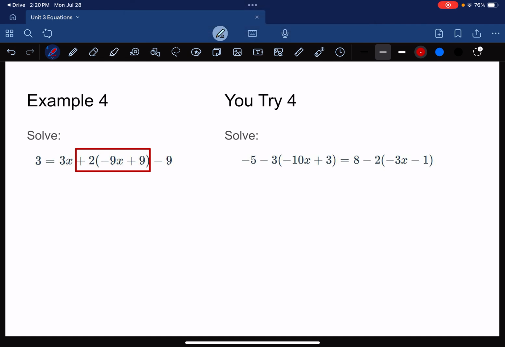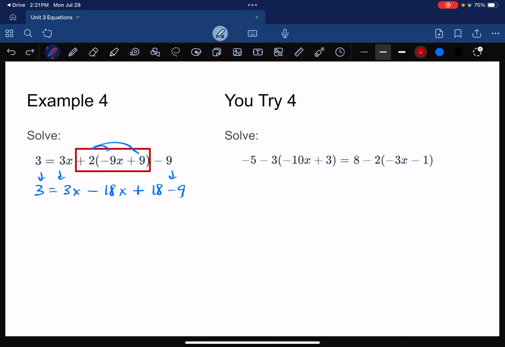So, I've got some distribution to do. So I'm going to keep this the same. Positive times a negative is negative. 2 times 9 is 18, and the variable is an x. Positive times a positive is a positive. 2 times 9 is 18, and there's no variable. This stuff just moved down. Okay? Here's the result of my distribution.